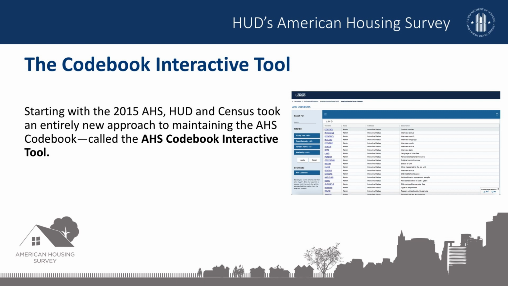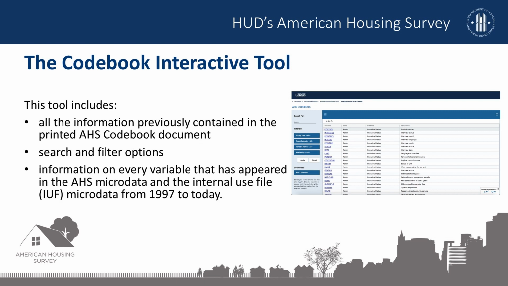Starting with the 2015 AHS, HUD and Census took an entirely new approach to maintaining the AHS Codebook, called the AHS Codebook Interactive Tool. We created a webinar using the American Housing Survey AHS codebook that walks users through this useful tool. You can find it under videos on the Census Library page. The Codebook Interactive tool is a web-based application that includes all the information previously contained in the printed AHS codebook document, but with enhanced functionality, such as search and filter options.